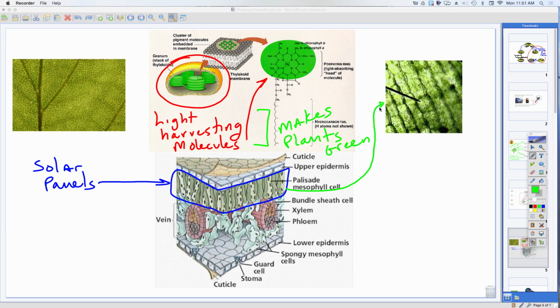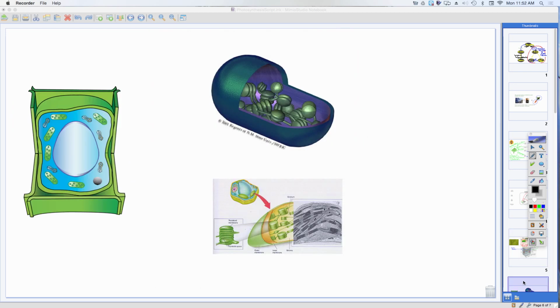We looked at Elodea previously in our class, which is an aquatic plant that's made up of only a few layers of cells. And as a result of that, you can actually see the chloroplasts inside of the cells. This diagram is just illustrating how the chloroplasts exist inside of a plant cell. Again, note, here is a chloroplast. This is a magnified version of a chloroplast. Again, another picture of a chloroplast.